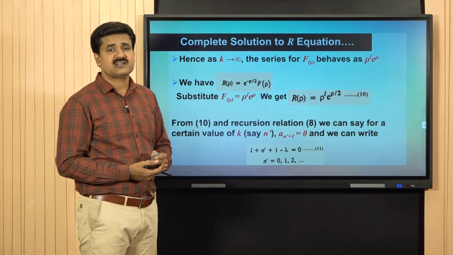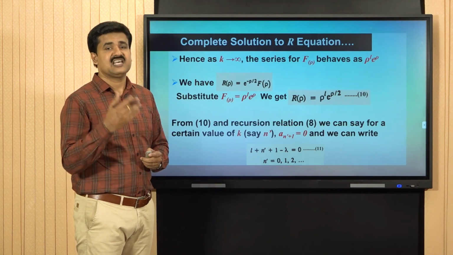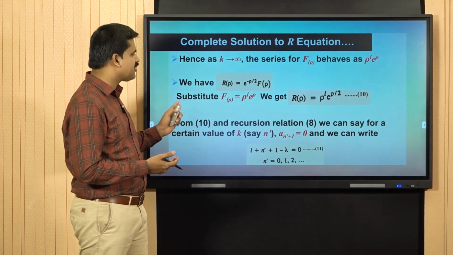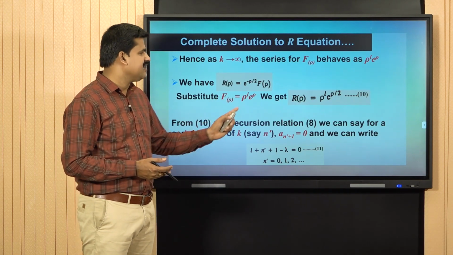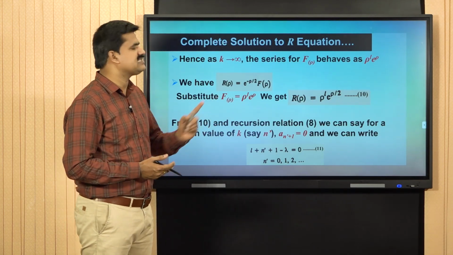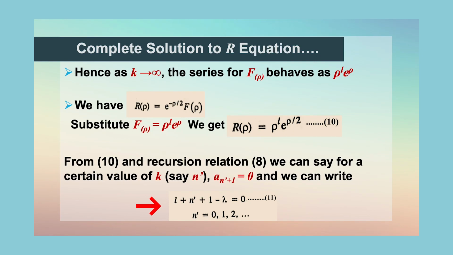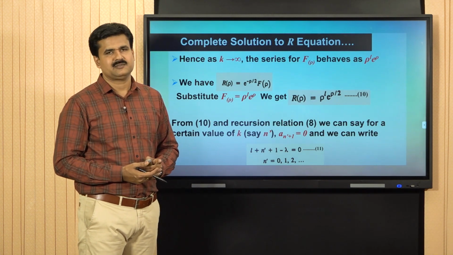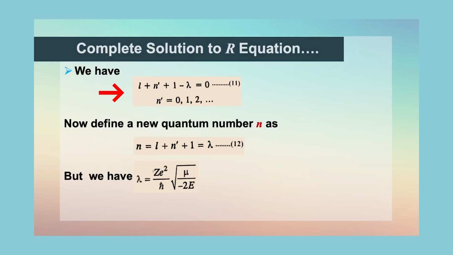And from this equation number 10, that is R(rho) is equal to rho raised to L into e raised to rho by 2, and the recursion relation that we learned previously, by combining the recursion relation and this new relation, we can say that for a certain value of k, say that value is marked as n dash, we can take a(n dash plus 1) is equal to 0, and hence we can write L plus n dash plus 1 minus lambda is equal to 0, where n dash is equal to 0, 1, 2, 3, etc.